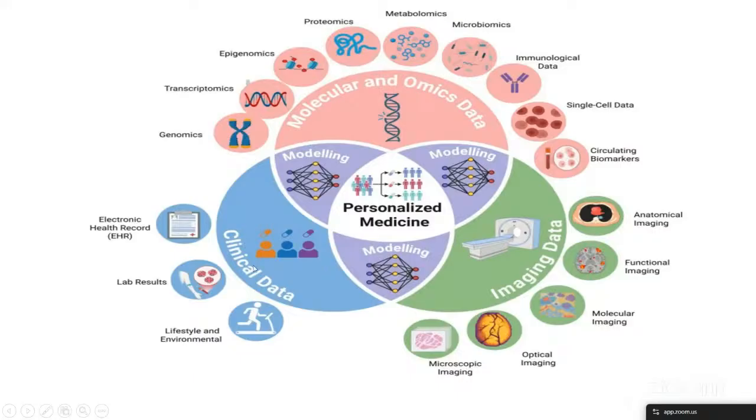And these are the clinical data, which is electronic health record and lab results. And these are the imaging data, like anatomical imaging, functional imaging, molecular imaging, optical imaging, and microscopic imaging. So we can use these data together to get insights into any disease, because single information cannot be used to identify the disease condition. We need multiple information from the patient.